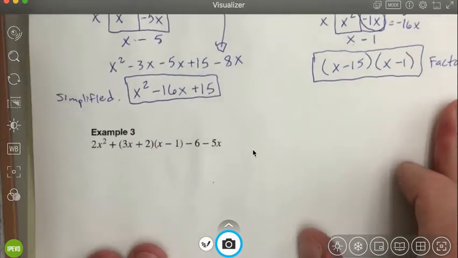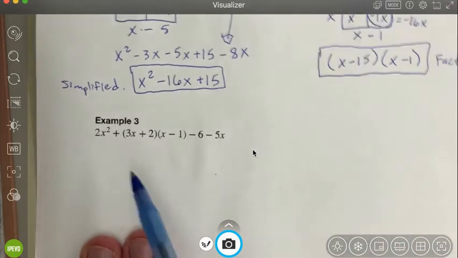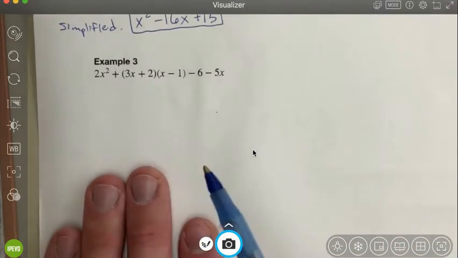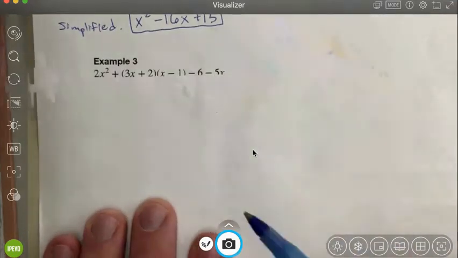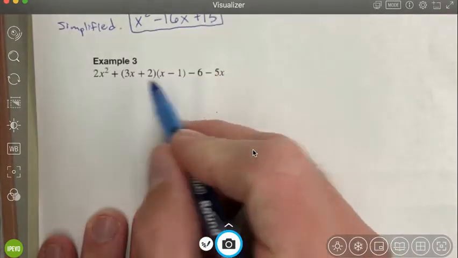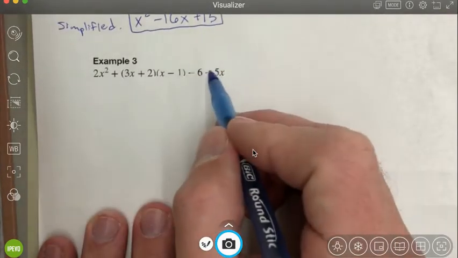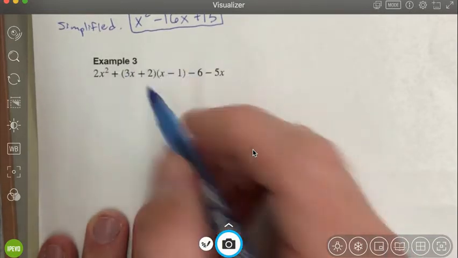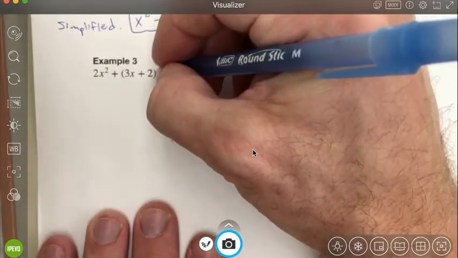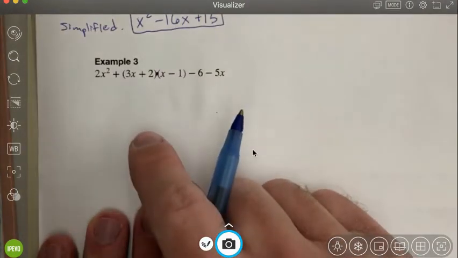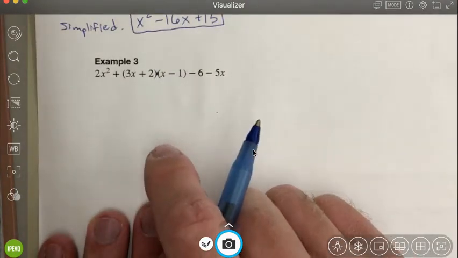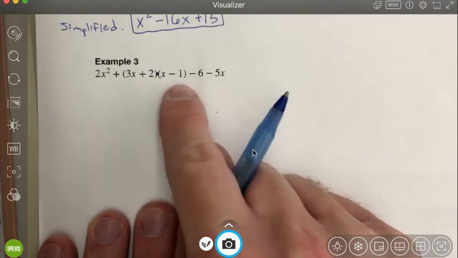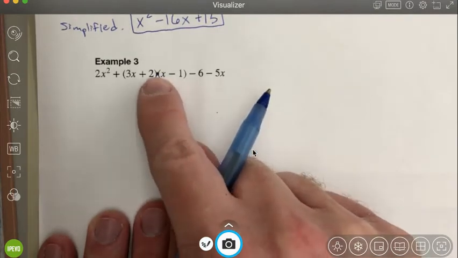All right. So the big thing is basically, for example 3, I've brought in everything from the first 2 examples. So there's some adding and subtracting. There's multiplying binomials. I promise I can speak. All right. So order of operations is going to tell me that I can't simplify anything inside my parentheses, so it's time to multiply them.